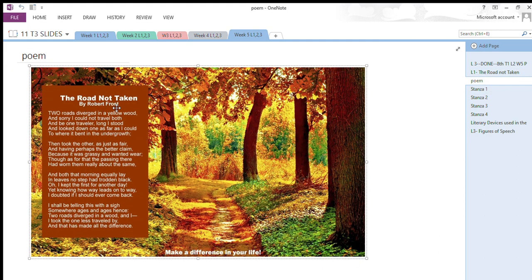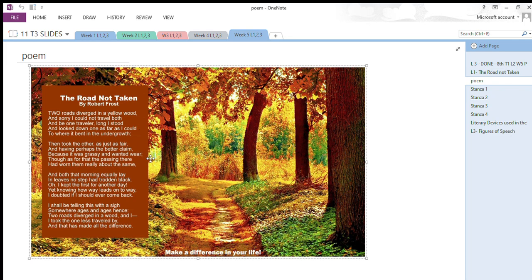The Road Not Taken by Robert Frost. Two roads diverged in a yellow wood, and sorry I couldn't travel both, and be one traveller. Long I stood, and looked down one as far as I could, to where it bent in the undergrowth. Then took the other, as just as fair, and having perhaps the better claim, because it was grassy and wanted wear.